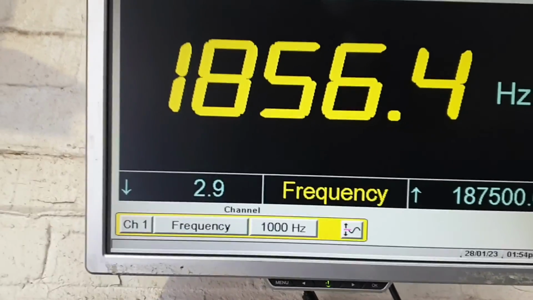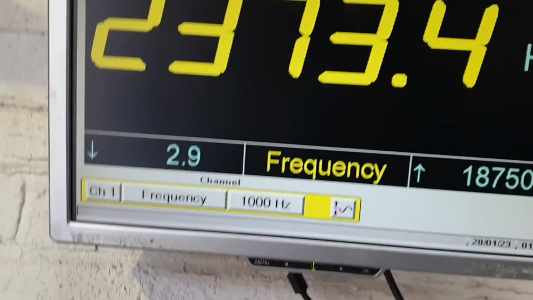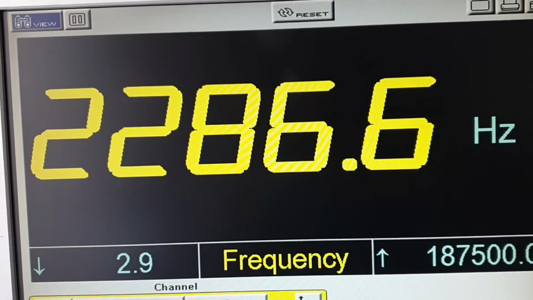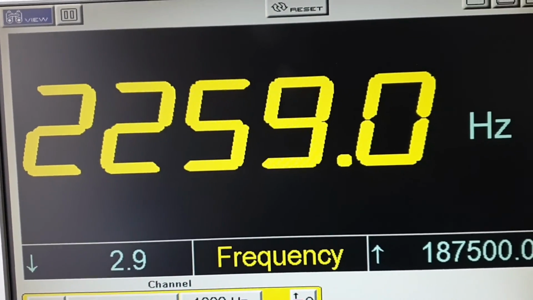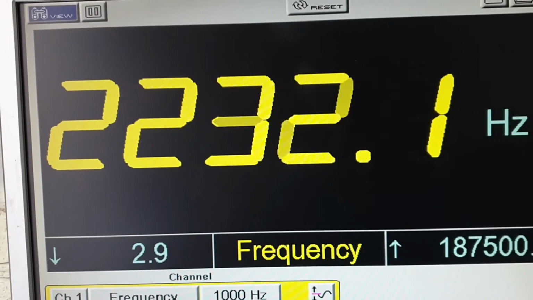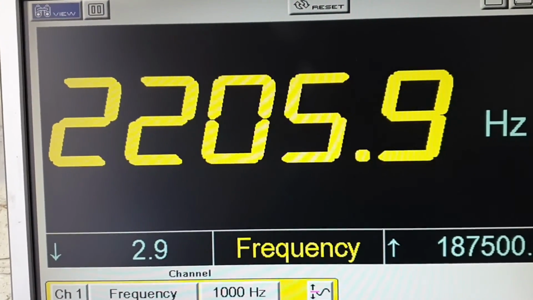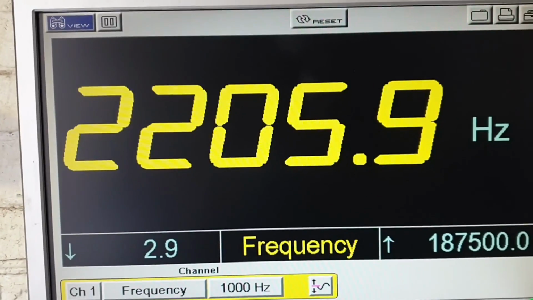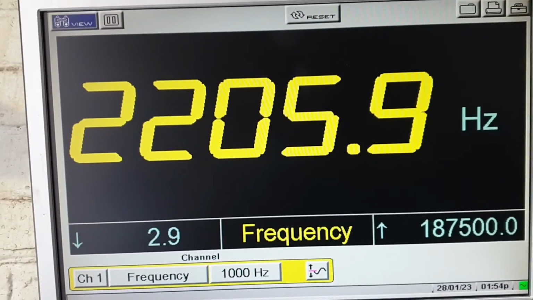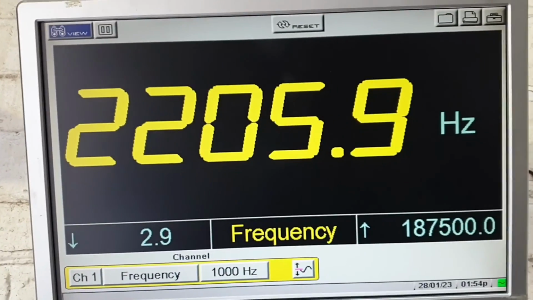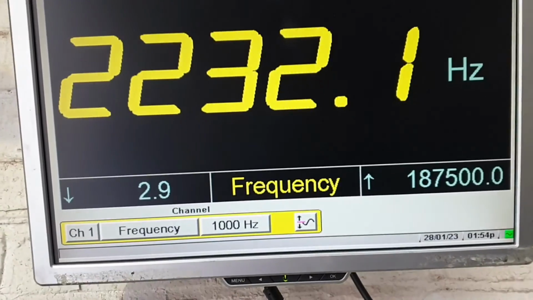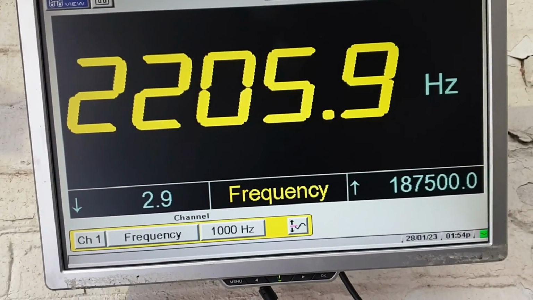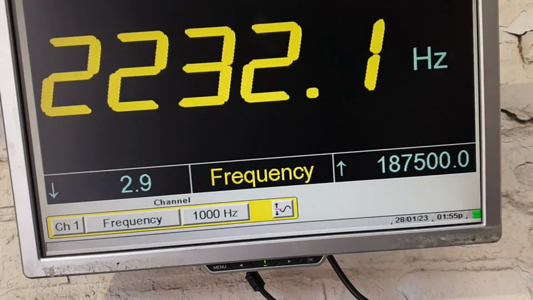Now we are going to start the engine. So we have started the engine. Engine is running. As you can see, we have approximately 2205. It's fluctuating. 2205. The manufacturer specification is 2590, but here we have got 2205. But this is an aftermarket mass airflow sensor.